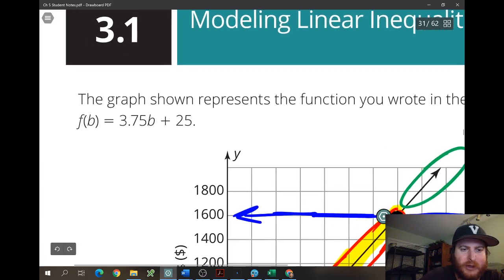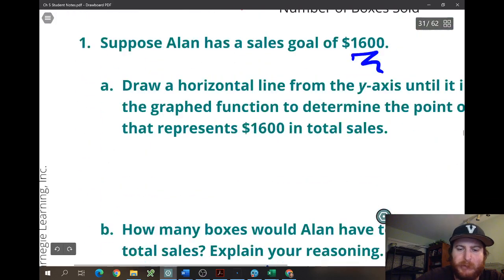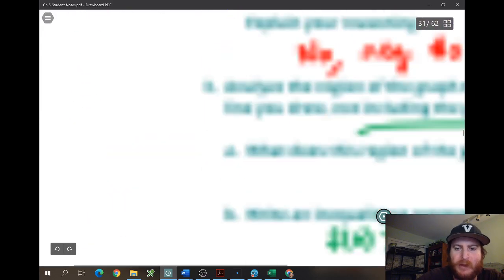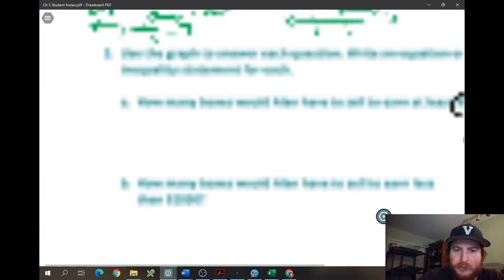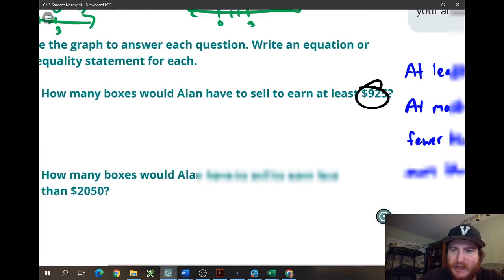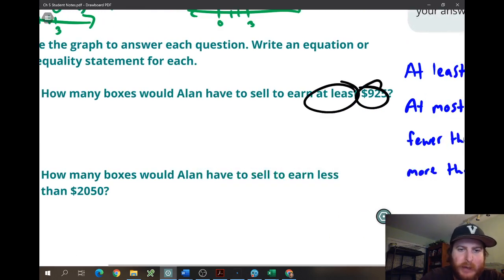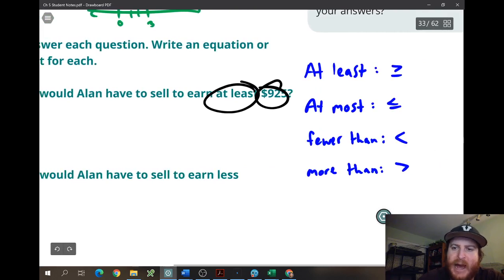So this was our equation, f of b equals 3.75b plus 25. And let's use that just to be safe. I'm thinking it's 240, but let's make sure. The other thing, though, is it says "at least." I want to talk about that wording and a couple other wordings. When we say at least, it always means greater than or equal to. This is the one that people get the most confused on. A lot of times people see the word least and they want it to mean less than.